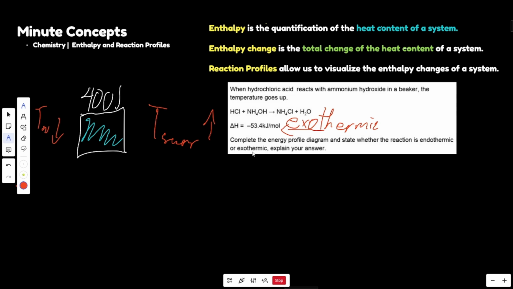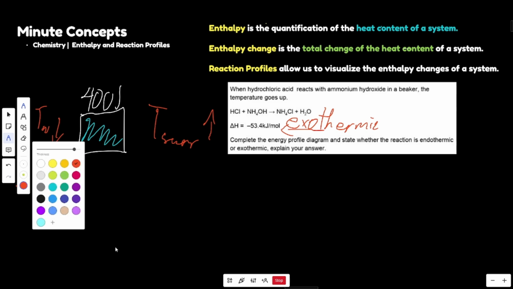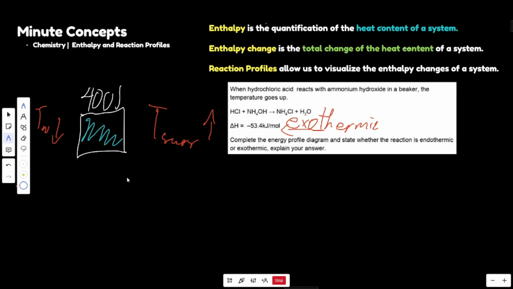Now, complete the energy profile diagram and state whether the reaction is endothermic or exothermic. Now, here's another part of enthalpy. Enthalpy can be described using a graph. So how would we do that? Well, first, let's draw a simple X and Y. Now, here, on the left side, we would have energy.